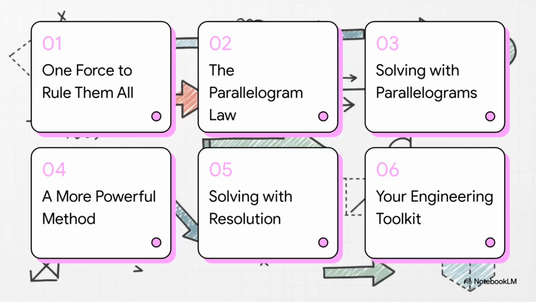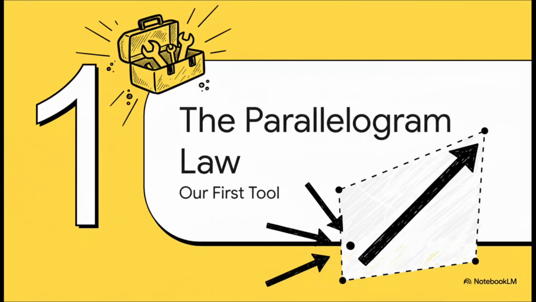So here's our game plan for today. We're going to start with a classic method for combining just two forces, called the parallelogram law, and we'll walk through an example together. Then we're going to level up to a much more powerful technique that can handle any number of forces. By the end of this, you'll have a complete toolkit for tackling these kinds of problems. Let's get into it. First up, let's grab our first tool from the box: the parallelogram law.